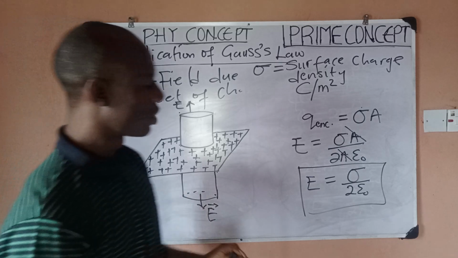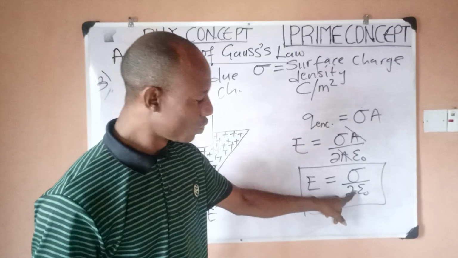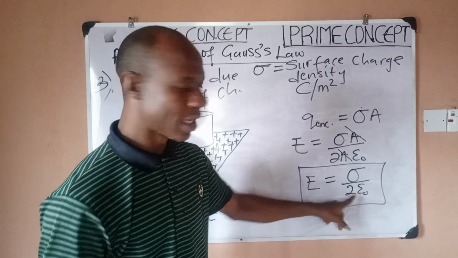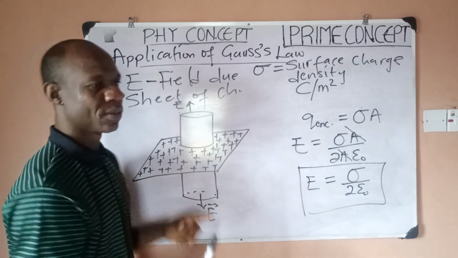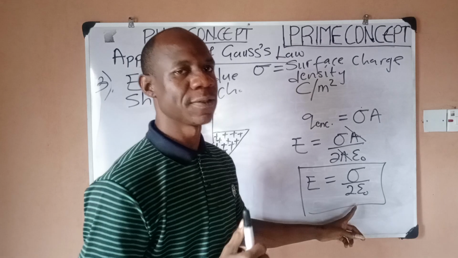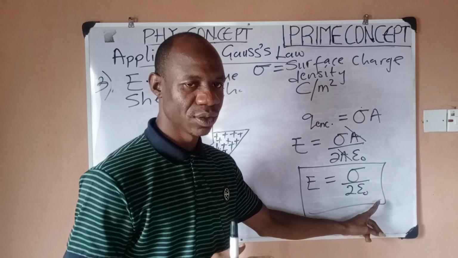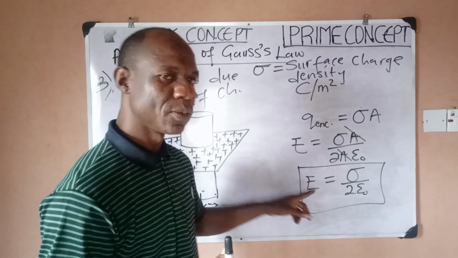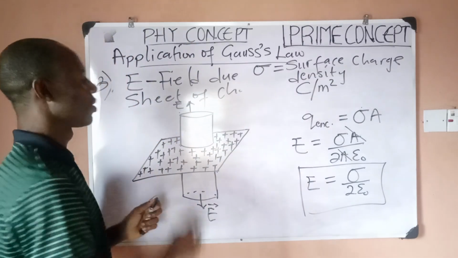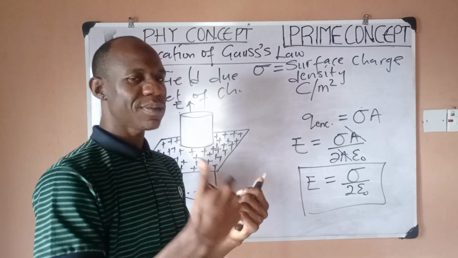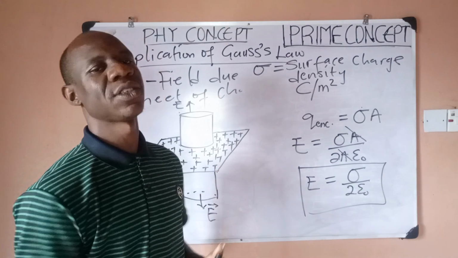Now, one of the things you should take home from this formula is that the electric field, you'll notice there is no distance here, right? There's no radius. So the electric field due to an infinite plane sheet is independent of the distance. So it means that the electric field E at some point is independent of the distance from that point. So please take note of that. And then for the previous one, electric field due to a linear charge distribution, you'd notice that the electric field is dependent on distance, right?